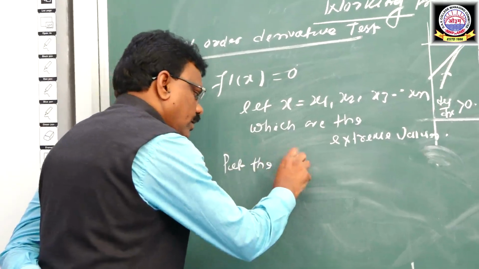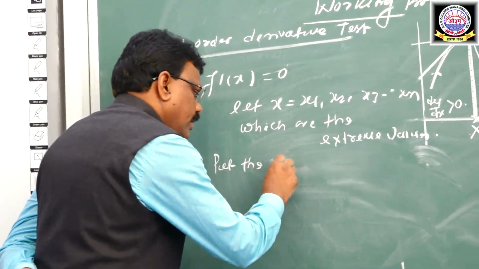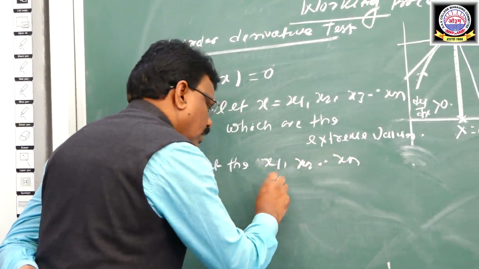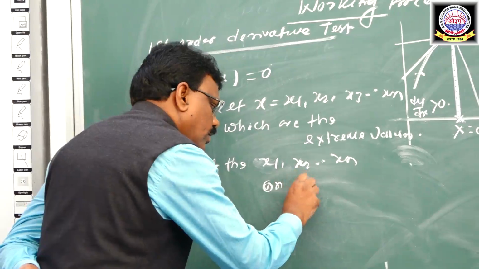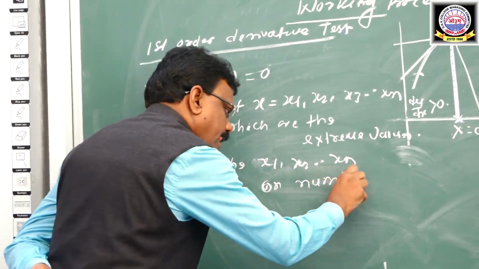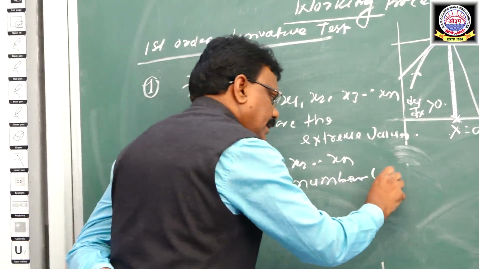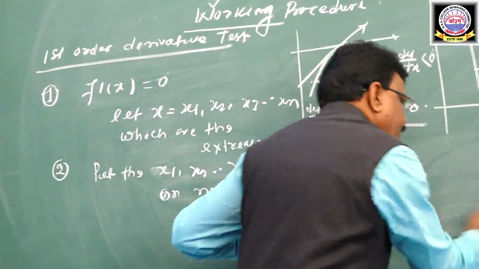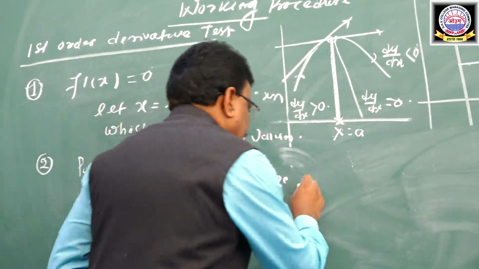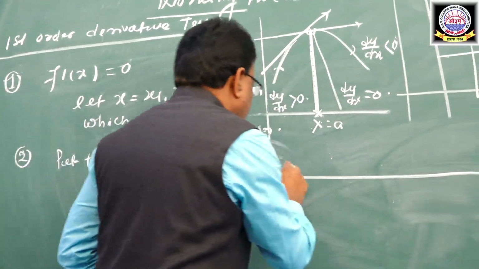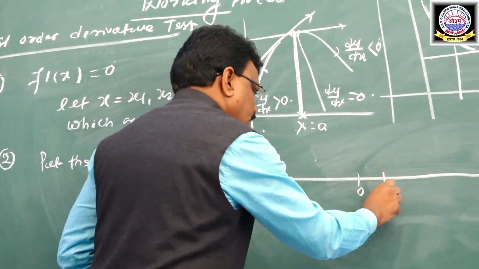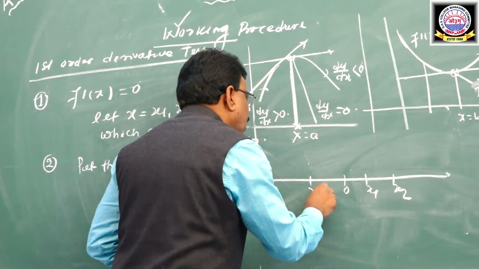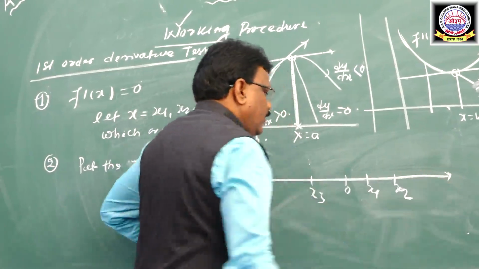Then put x1, x2, up to xn on the number line. That is, make one number line. So suppose 0 is here, x1 suppose, x2 suppose, x3 suppose, like this. However many extreme values there are, put them on the number line.